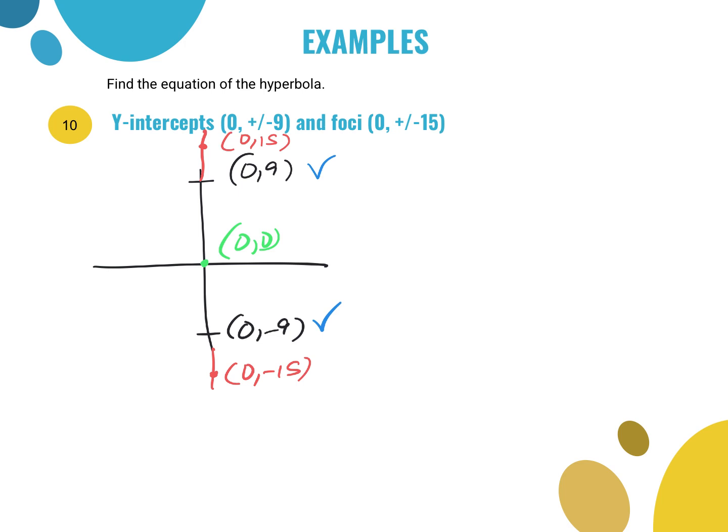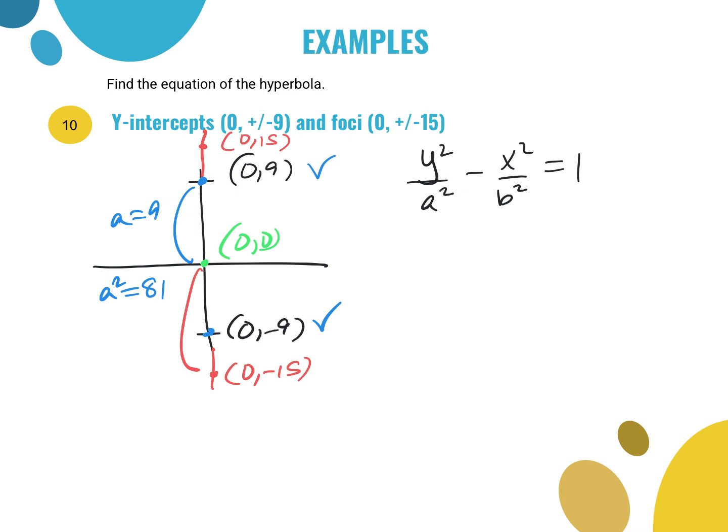So again, we can see it's transversing the y-axis. So our equation that we're going to be filling in is y squared over a squared minus x squared over b squared equals 1. So again, I can find my a value first by figuring out how far away these vertices are from the center. And you can see your a value is 9. So a squared is going to be 81. Now I also have my c value. It's the distance from the center to the foci. And this c value is 15. So c squared is 225.